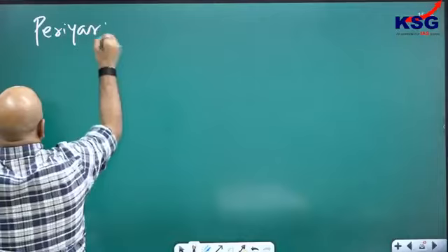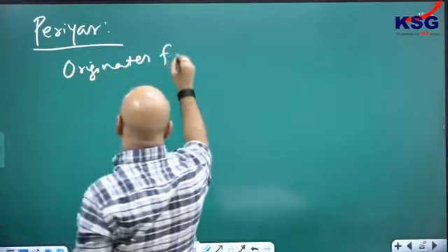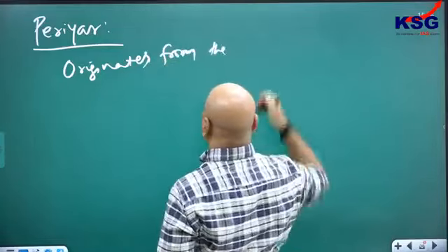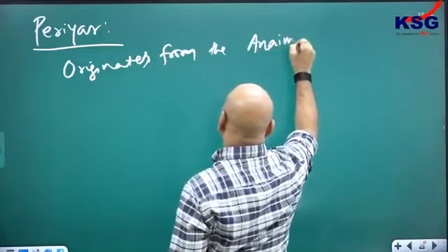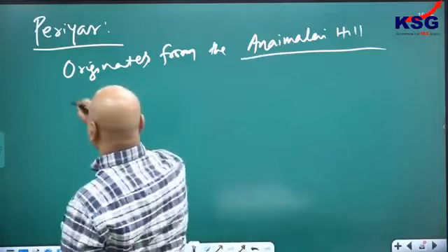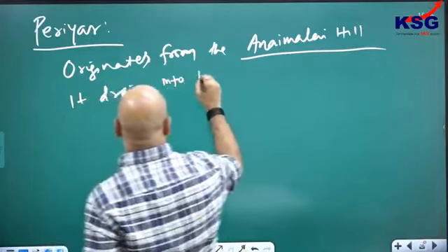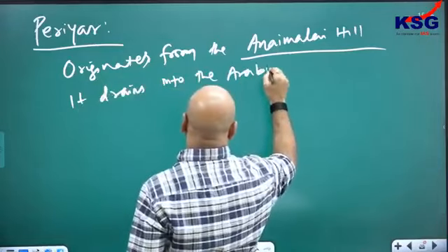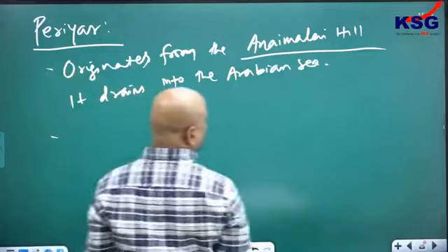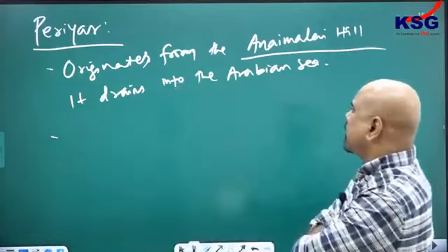River Periyar originates from the Anaimalai hill. It drains into the Arabian Sea. Periyar river originates from the Anaimalai hill and drains into the Arabian Sea.